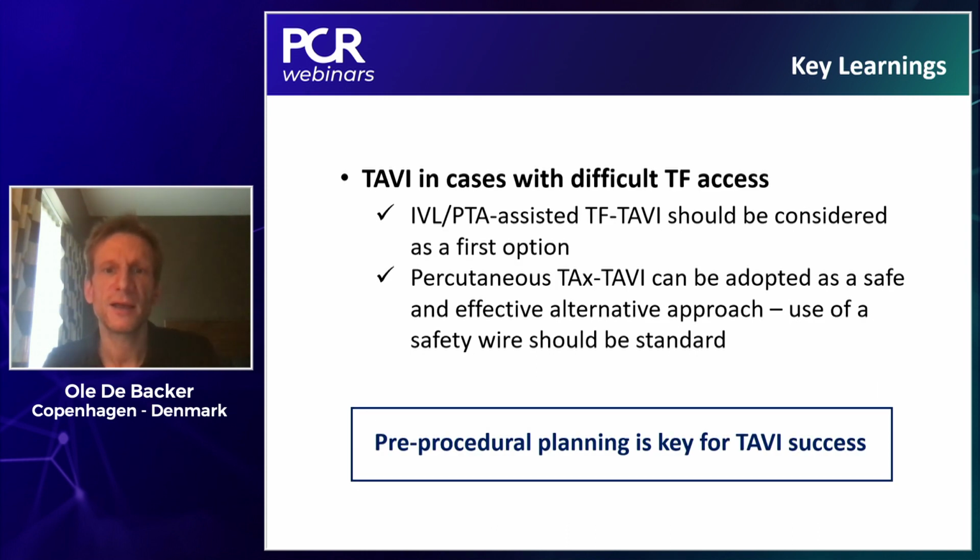And then finally, TAVI case with difficult transfemoral access. Well, IVL or intravascular lithotripsy-assisted transfemoral TAVI should be considered as a first option to push your boundaries, but percutaneous transaxillary TAVI can be adopted as a safe and effective alternative approach. Use of a safety wire should be standard there. But I think altogether, I would say pre-procedural planning here is really key for TAVI success.